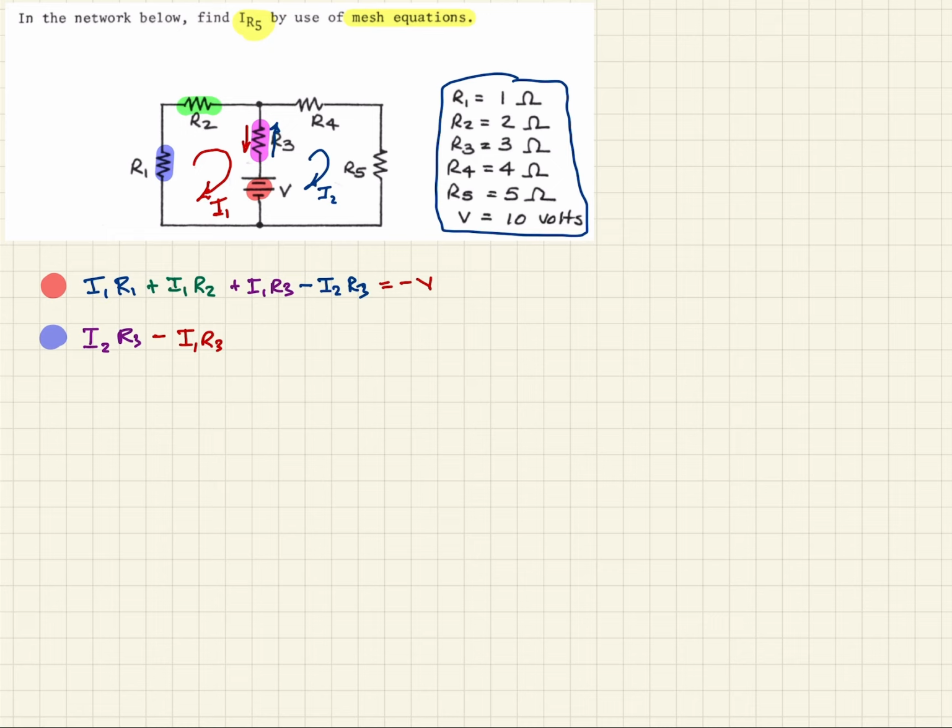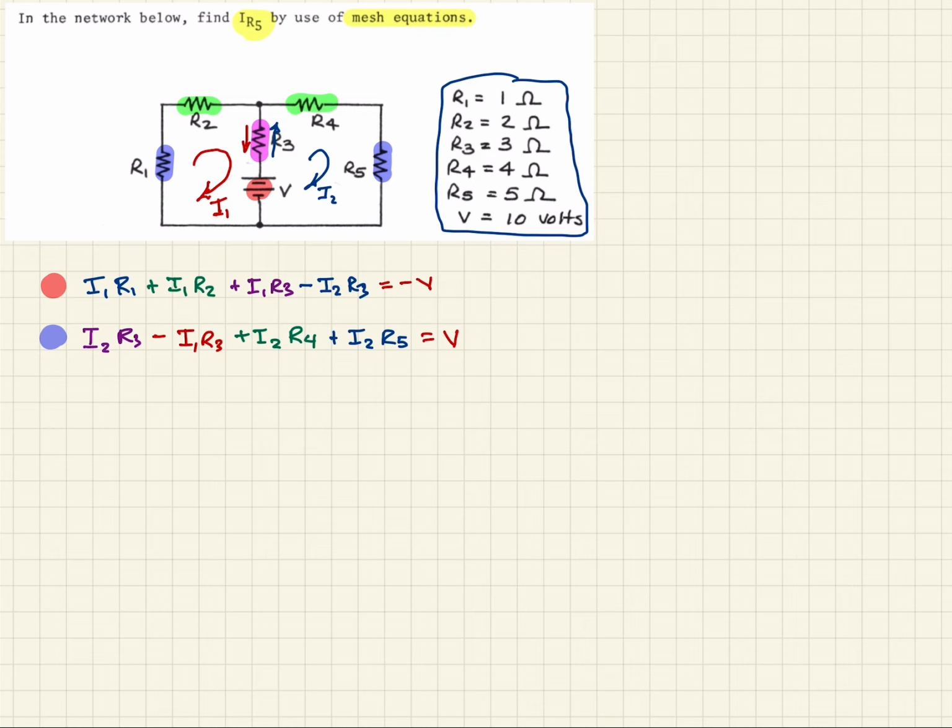And then like we did before, we're just going to work our way around our loop. So we have that R4 term. So in that case, that's going to be I2 R4. And then finally, we should have this R5 term, which will be plus I2 R5. And so in this case, V is working in our direction. So what that means, it'll just be equal to V, not minus V in this case.